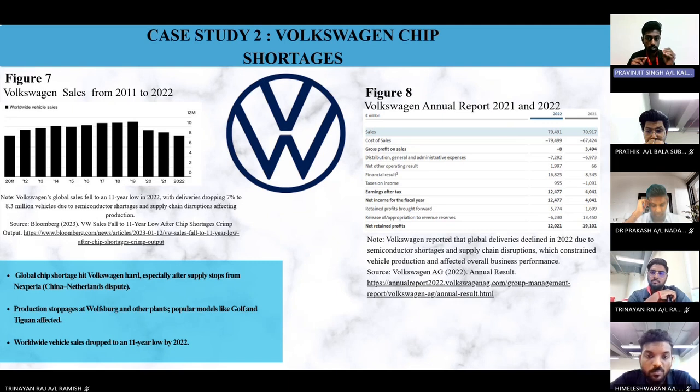However, despite the higher revenue, Volkswagen reported that global vehicle deliveries declined in 2022 because semiconductor shortages and supply chain issues limited vehicle production. To conclude, the Volkswagen case shows the semiconductor shortage can reduce vehicle sales, stop factory production, and increase operating costs. That's it from me.